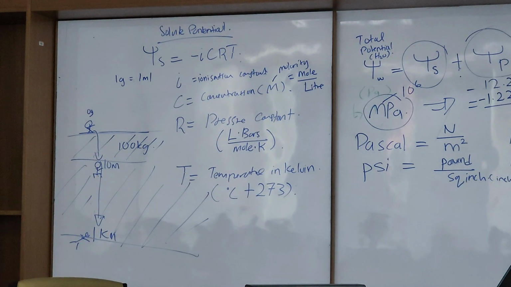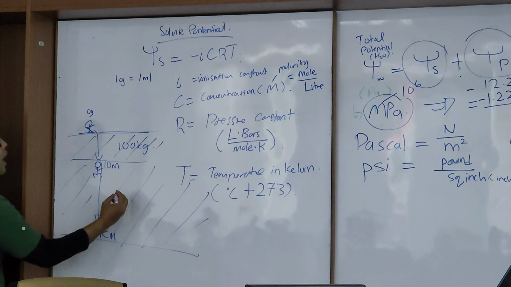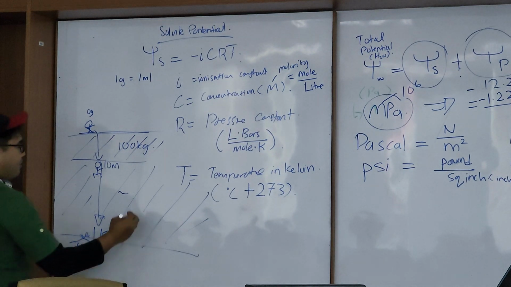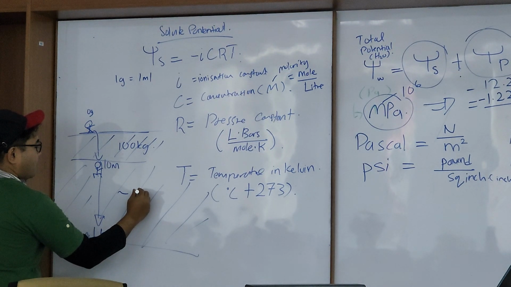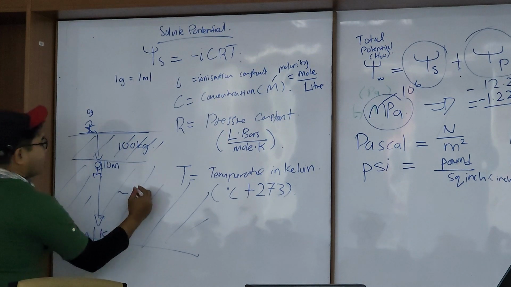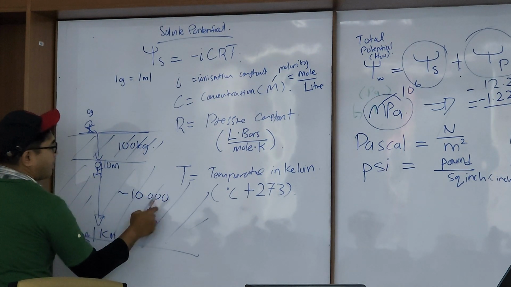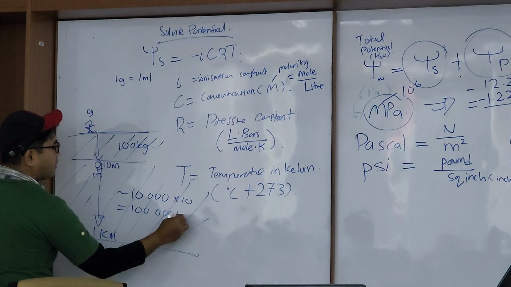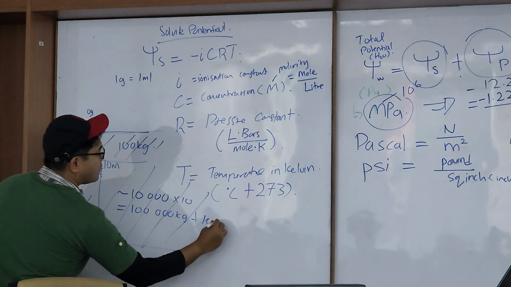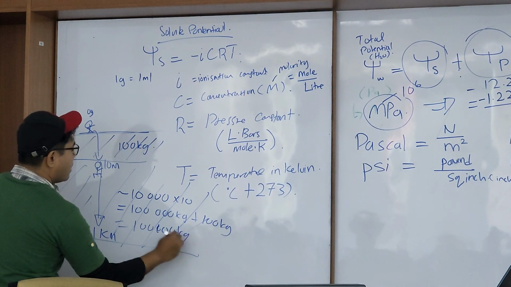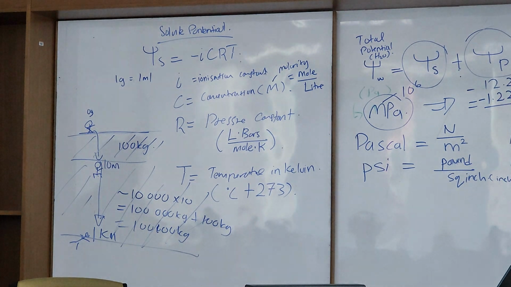So what happened to you now? Why do you die? Why do you explode? Potentially, what is the weight of the water here now? 10,000 times the area. This is 10 meter. This is 1 kilometer. So 100,000. 10,000 times 10 equals 100 kilogram plus 100 kilogram some more. 100 kilogram. So about 100 ton.